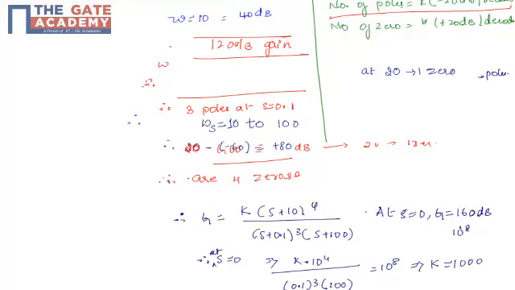(S plus 10) to the power of 4, since there are 4 zeros, and (S plus 0.1) to the power of 3, as there are 3 poles. In order to find the value of k, we equate S equal to 0 and obtain k as 1000.